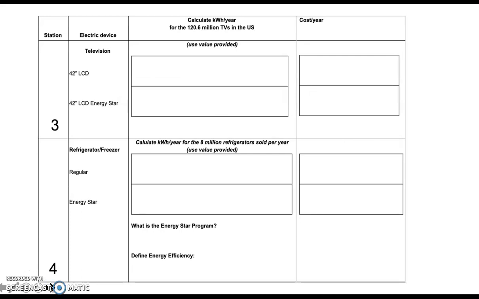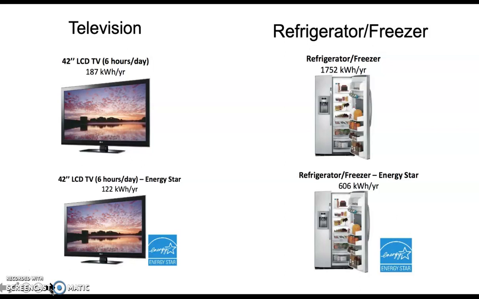Next, stations 3 and 4. This is looking at another method of energy efficiency using what we call Energy Star appliances. I will have you note that you're calculating this based on the total number of TVs in the United States, as well as the total number of refrigerators in the United States. The data that you need to do that is provided here.